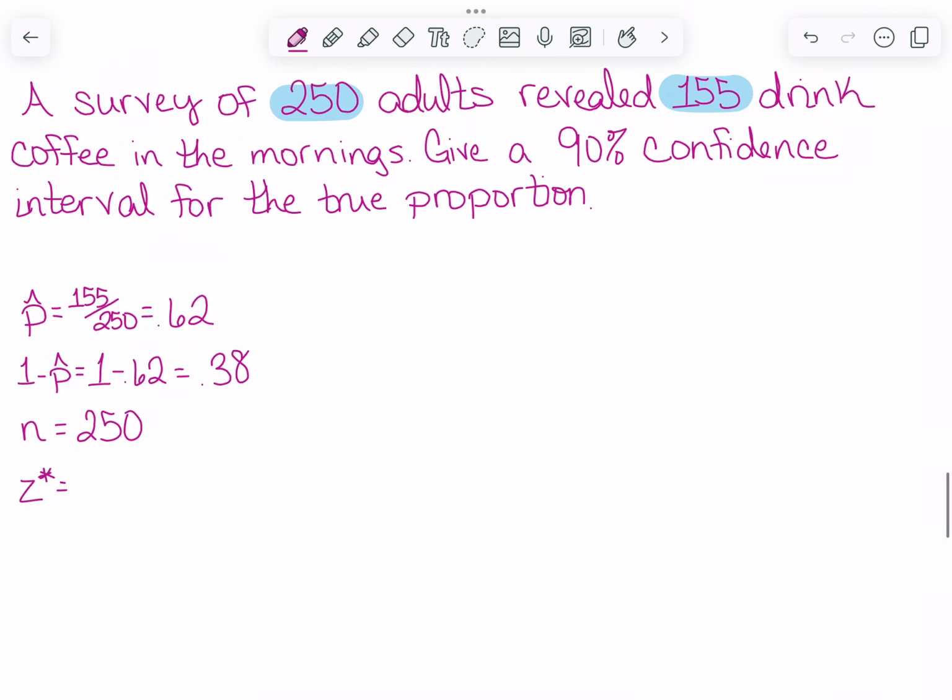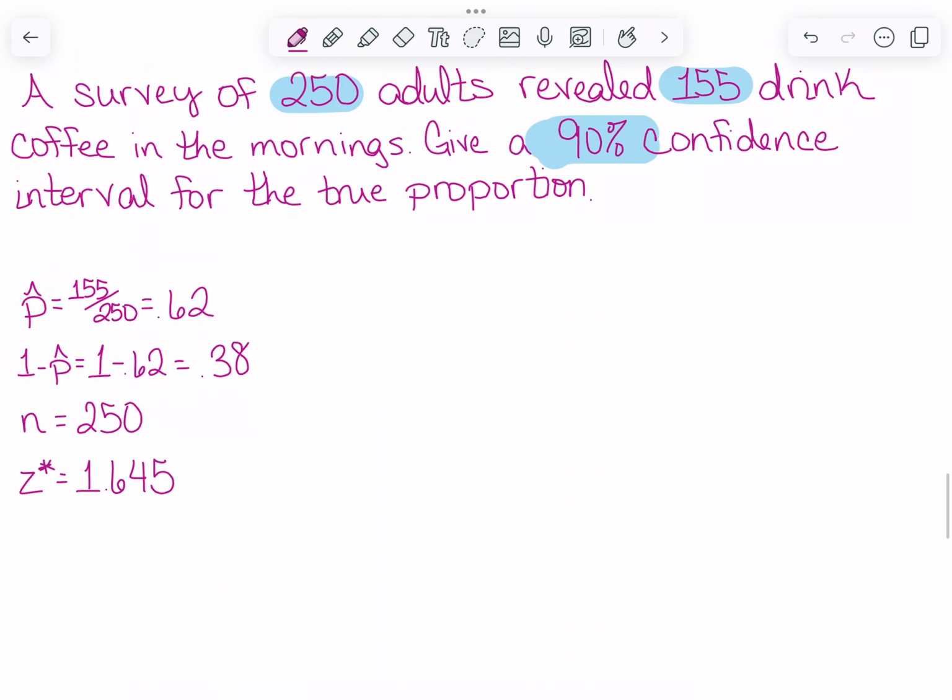N, this is the total number of people in the survey, in this case, 250. And then finally, Z star. Since we are doing a 90% confidence interval, we will use 1.645. Now that we have this information, let's look at our margin of error.